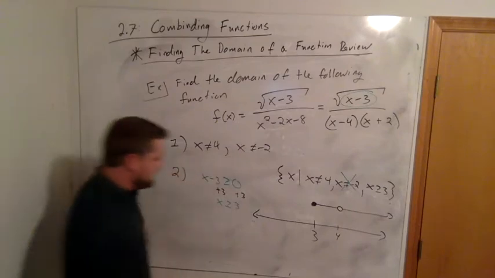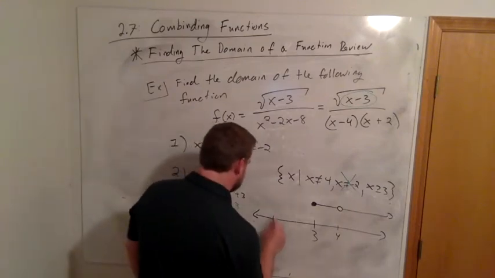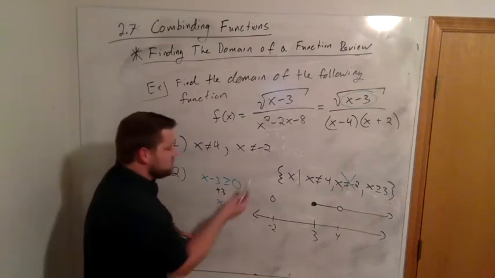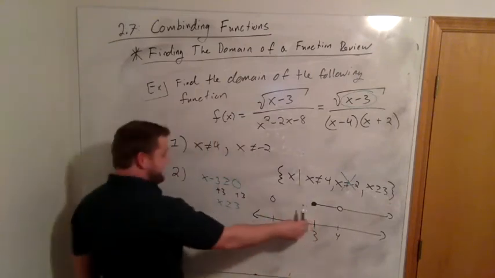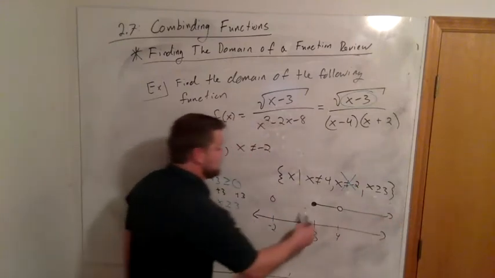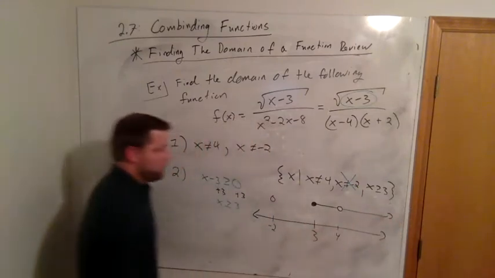And x can't be negative 2. So hopefully we can see here that I don't need to include negative 2, because I'm already telling the reader I need to be at values bigger than 3, and all I need to tell the reader is x needs to be bigger than 3 and exclude 4.